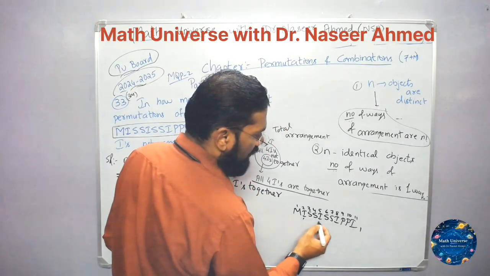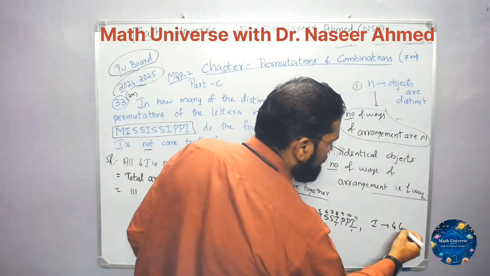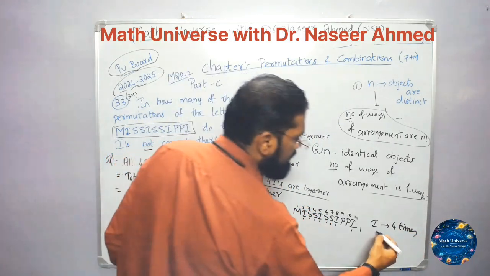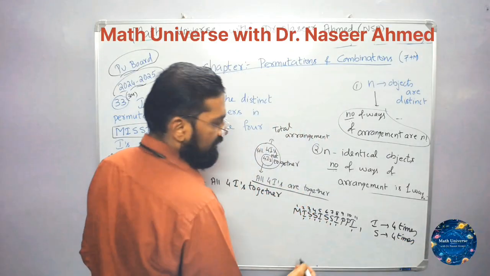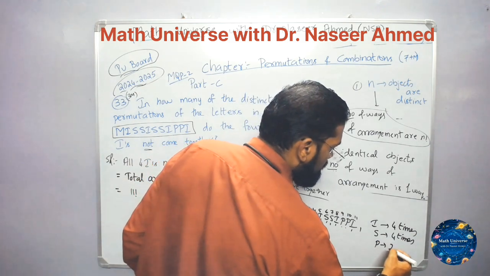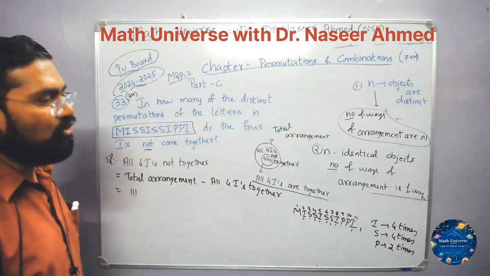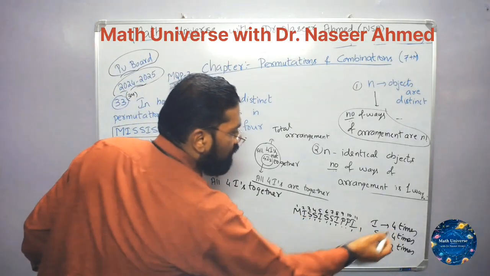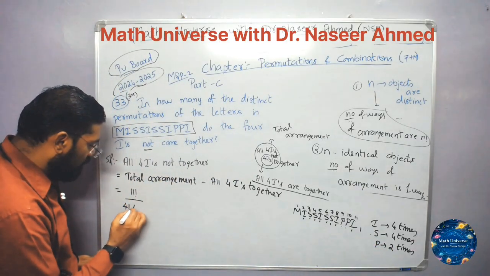I, you see how many times is it there? 1, 2, 3, 4. So I is there 4 times. Any other? Yes, S is also there 4 times. Next, P, that's 2 times. Any other repeated? No. So total is 11 divided by I 4 times, S 4 times, P 2 times. So divided by those factorials.